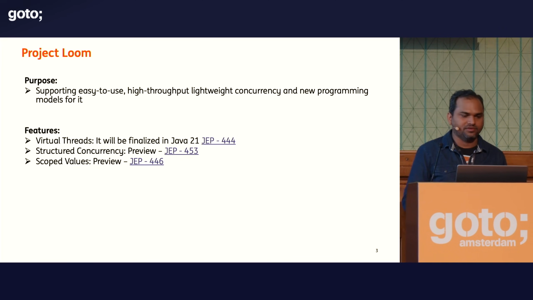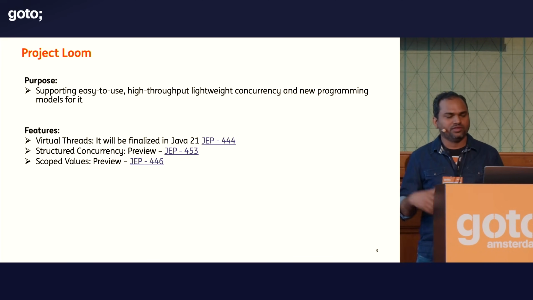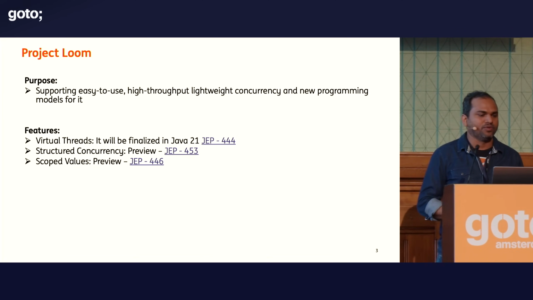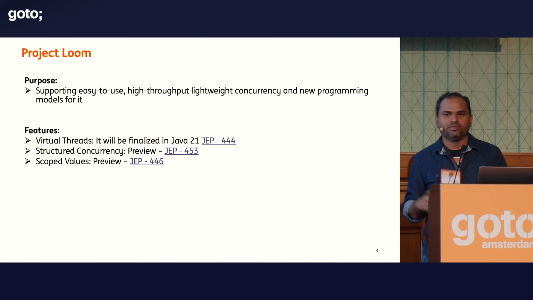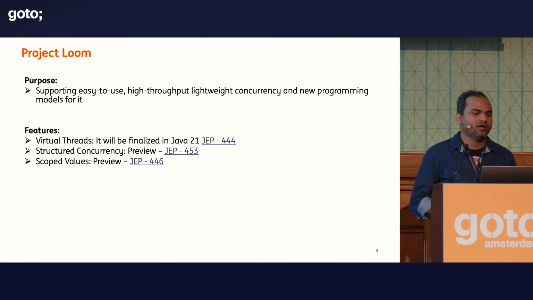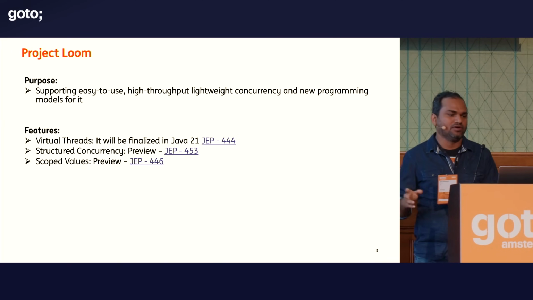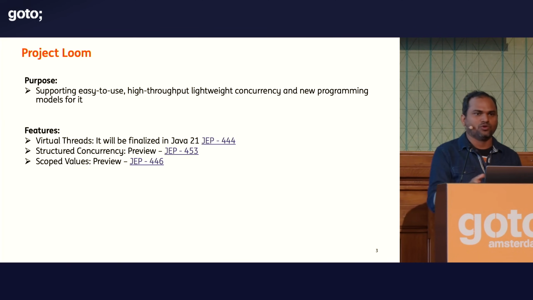Yeah, the status as of now, so what is envisioned for Java 21 is that virtual threads will be finalized, so they are out of preview. Structured concurrency and scope values will be in preview. So a lot of the code that you will see, yeah, you can use it with the early access builds of Java 21.